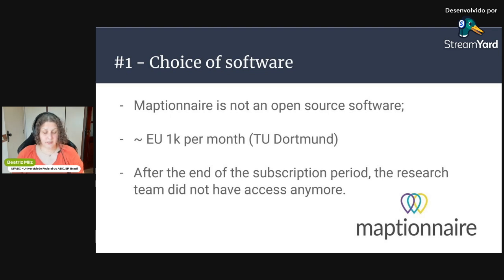One thing that's quite prohibitive for research groups from countries in the global south is the pricing. It was around 1,000 euros per month, and TU Dortmund paid this subscription. But as soon as the subscription finished, the research team lost access to the platform. And for me, that doesn't make any sense. It would be natural to not be able to collect any more data, but not to lose access altogether to the platform.